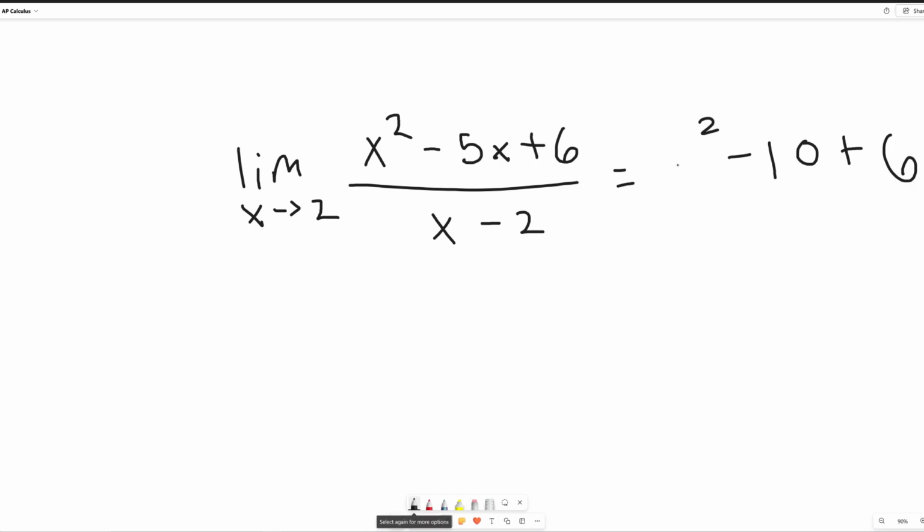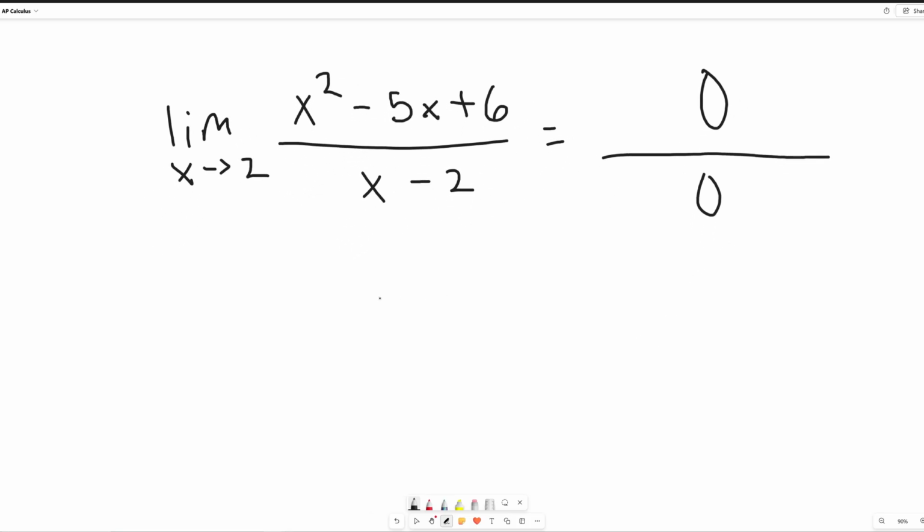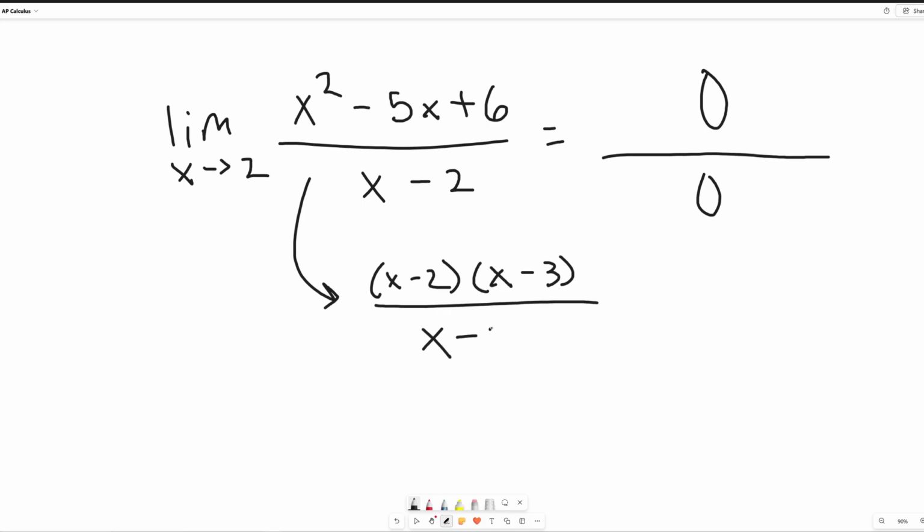And then x minus 2 on the bottom is 2 minus 2. So 2 squared is 4. 4 plus 6 is 10, minus 10 is 0. So this top is going to be 0. And then the bottom, 2 minus 2, obviously 0. So then this is going to be 0 over 0. Does not exist.